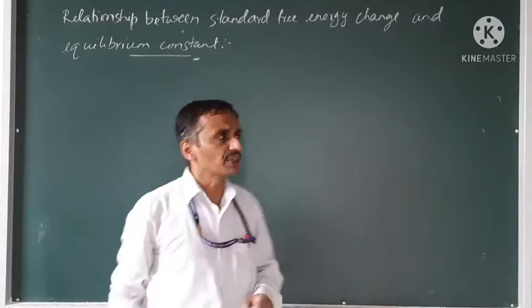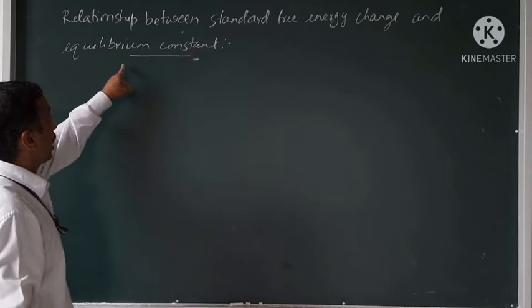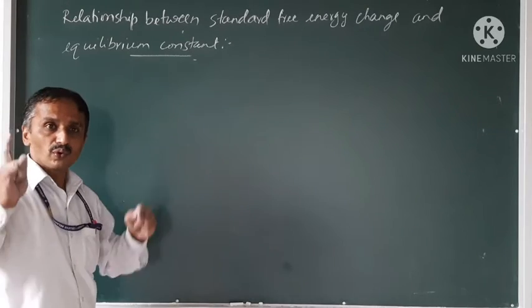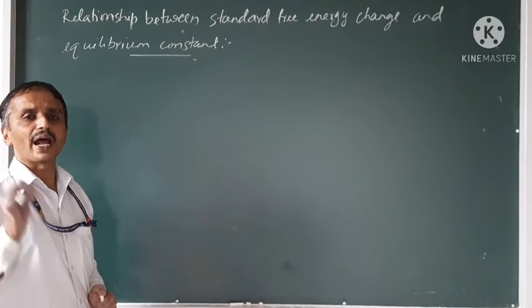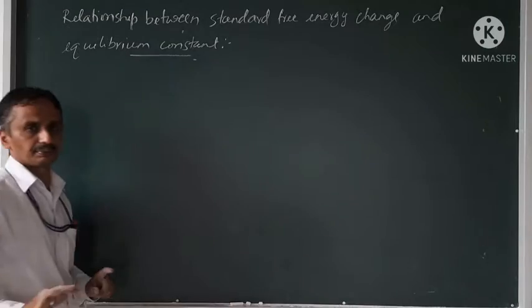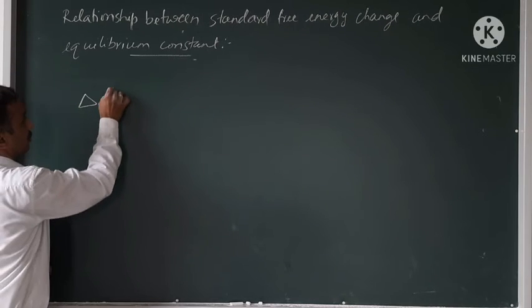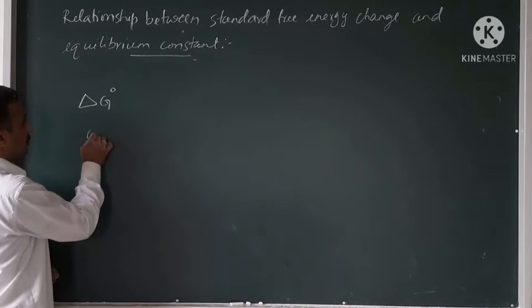See, the next concept is the relationship between standard free energy change and the equilibrium constant. Before giving the relation, I should explain the meaning of standard free energy change. Standard free energy change is represented by the symbol delta G naught. Free energy is represented by G.